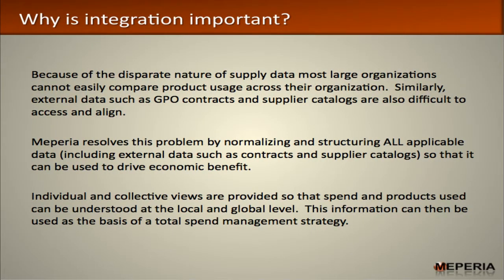Because of the disparate nature of supply data, most large organizations cannot easily compare product usage across their organization. Similarly, external data such as GPO contracts and supplier catalogs are also difficult to access and align. MEPERIA resolves this problem by normalizing and structuring all applicable data, including external data such as contracts, so that it can be used to drive economic benefit. Individual and collective views are provided so that the spend and products used can be understood at the local and global level. This information can then be used as the basis of your total spend management strategy.